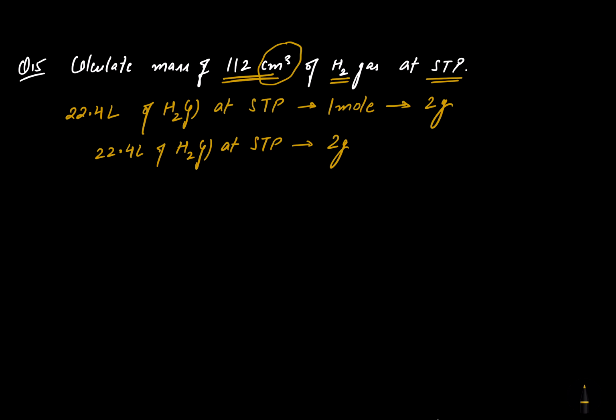So I have to convert this liter to centimeter cube by multiplying it with 1000. It's 22400 centimeter cube. The ml and centimeter cube is the same thing. 22400 centimeter cube of hydrogen gas at STP will weigh 2 grams.